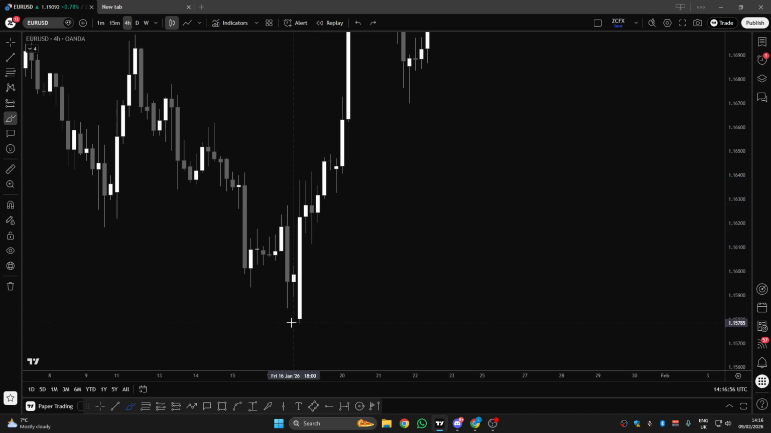And we can go ahead and mark out the range low because that's already formed, since this candle is now closed. And as you can see, what do we see here? We get this range high. Why? Because this candle and this candle is obviously lower than this.